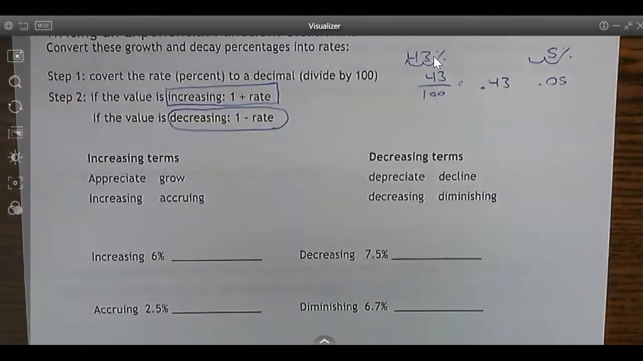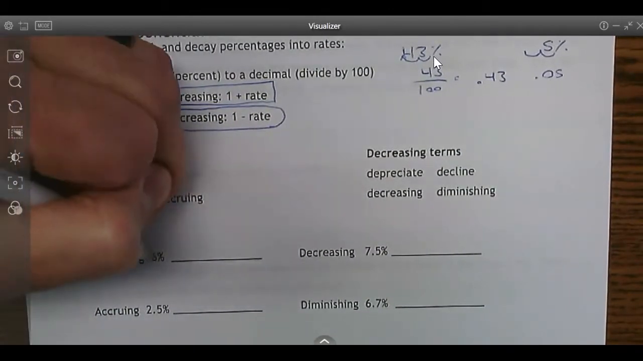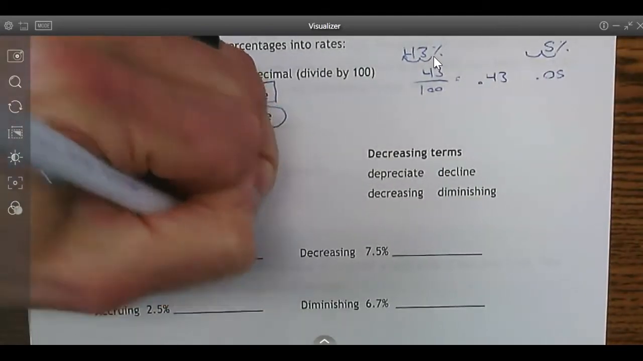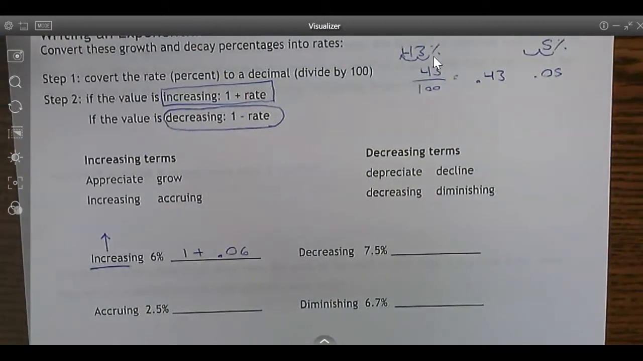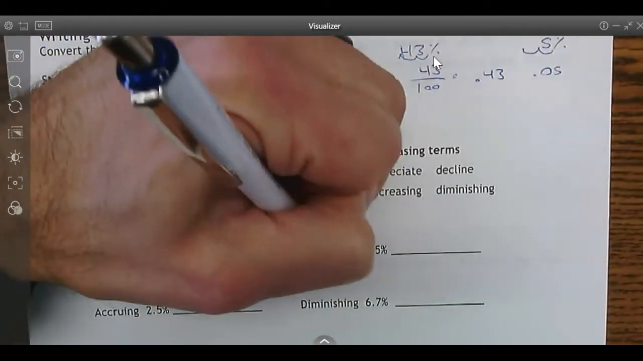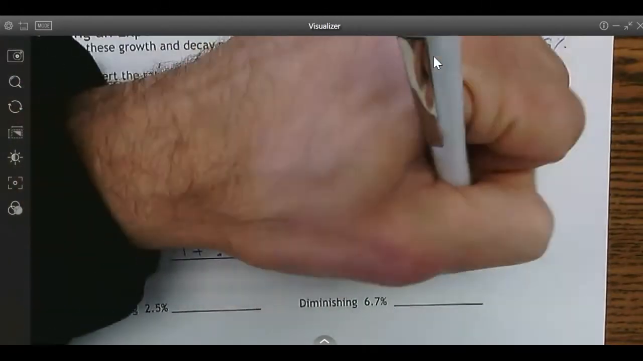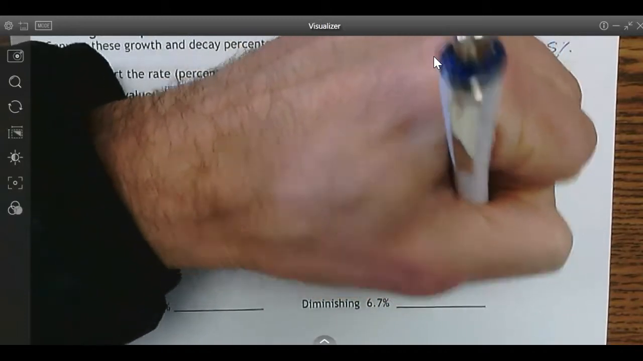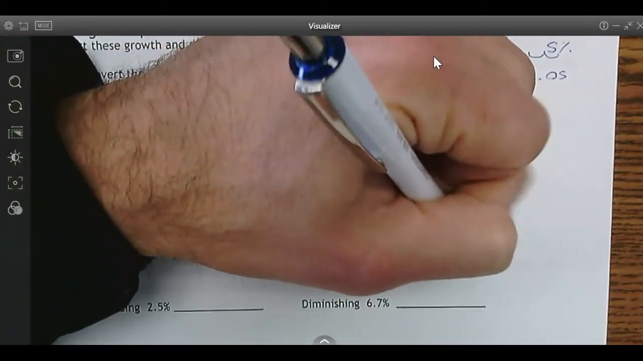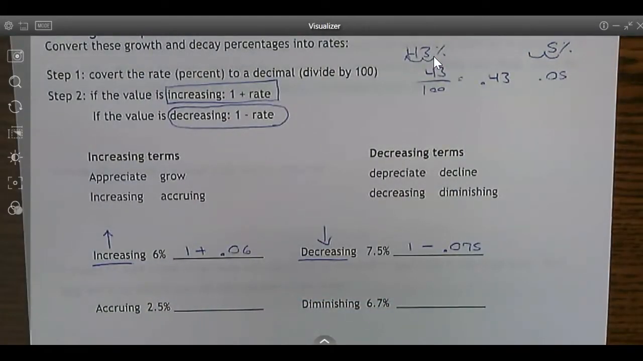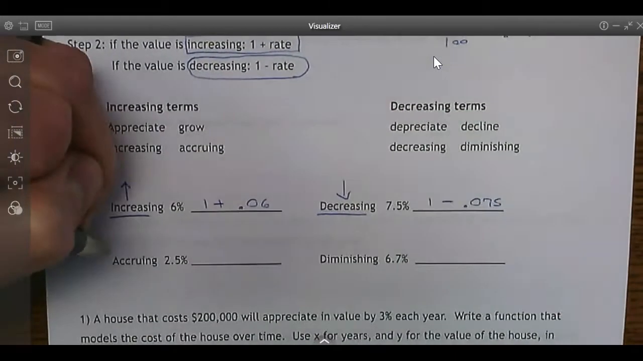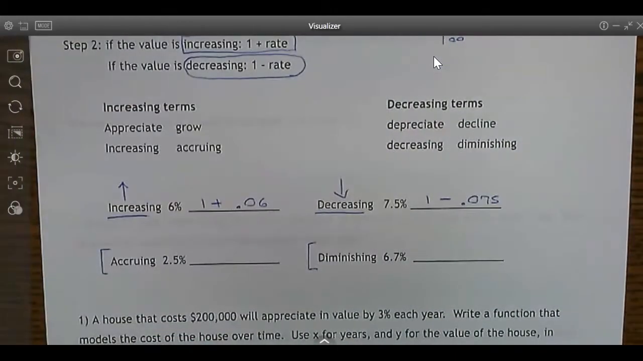Increase by 6%. So 6% as a decimal is 0.06. Increase, this is growth. So I would do 1 plus 0.06. Decreasing by 7.5%. Decreasing, that's decay. I'm going to change that 7.5% to a decimal, 0.075. It's decaying, so 1 minus. Can you work through these next two examples on your own? Pause the video and then come back and we'll go over them together.